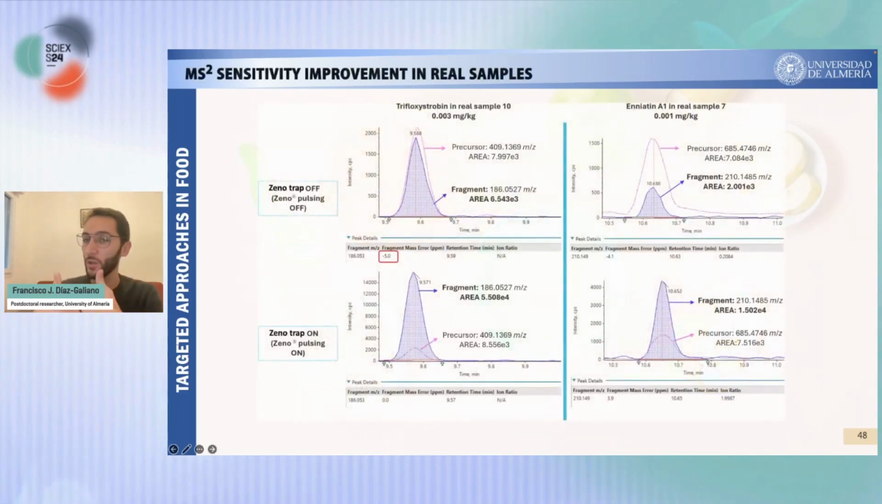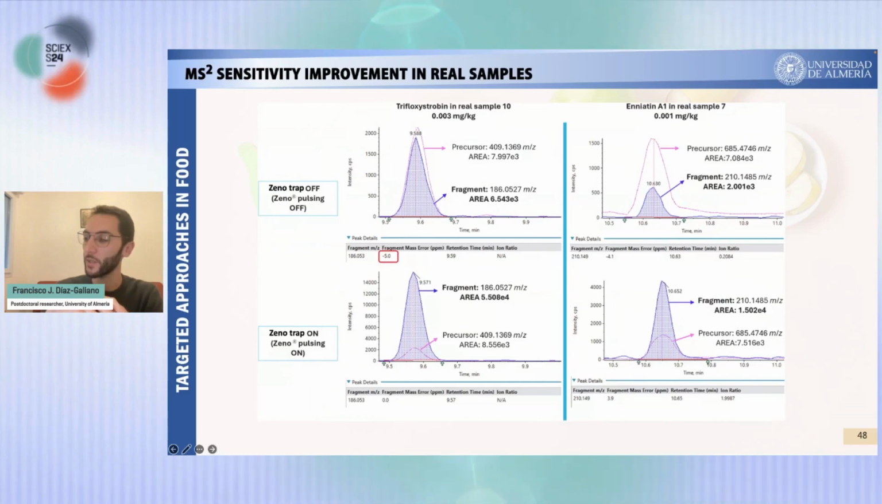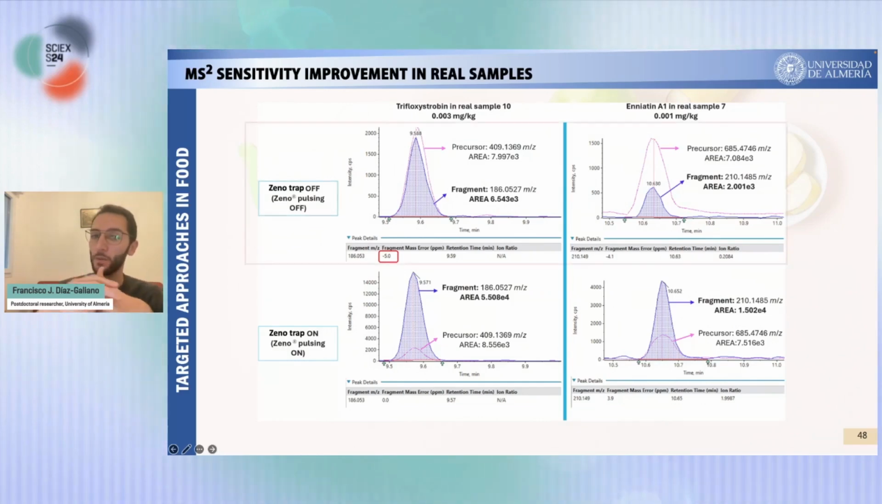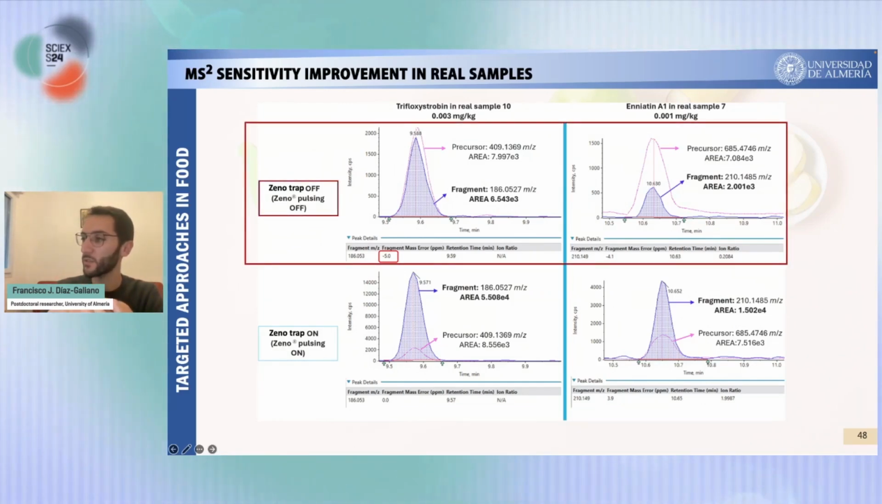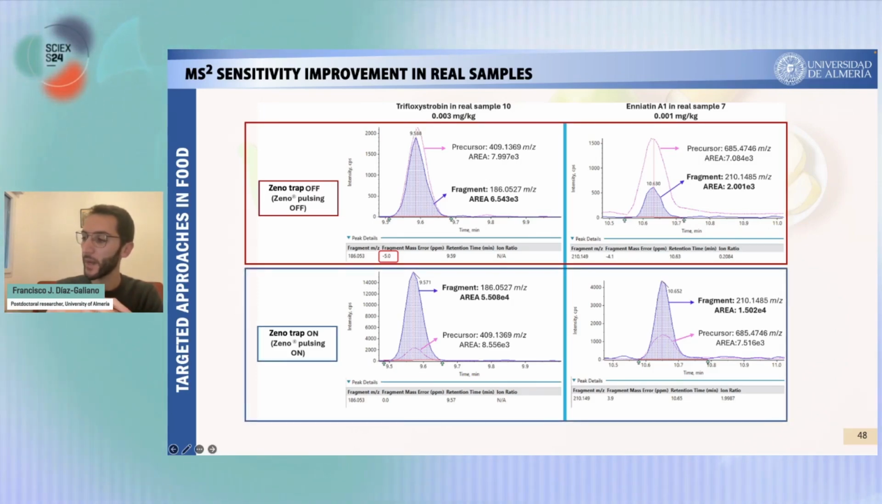These graphs also show the difference the use of the XenoTrap makes with real samples. These are real positive findings that we encountered. On the top, we show 2 positive findings, trifloxystrobin and enniatin B1, in the real samples. And here on the bottom, again, you can see in blue how the fragment ion is significantly more intense, about 7 times for trifloxystrobin and about 2 to 3 times for the mycotoxin.